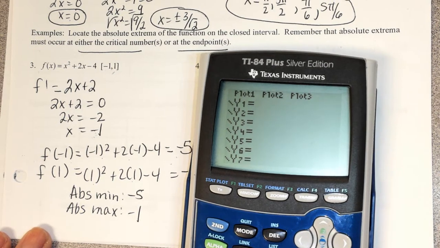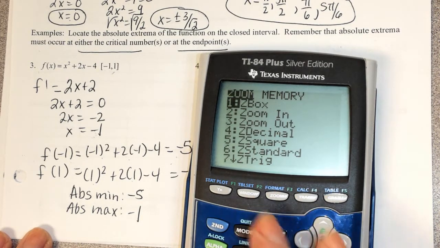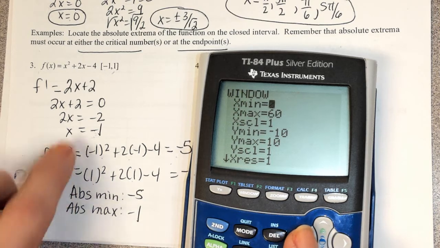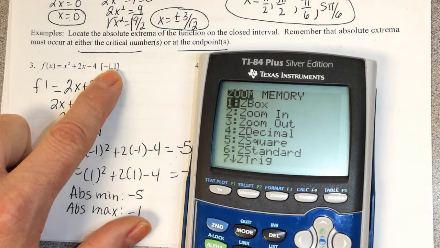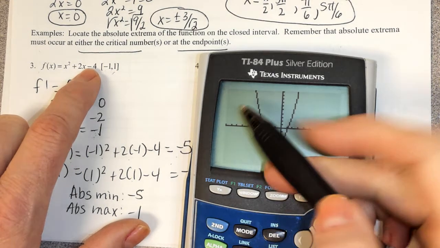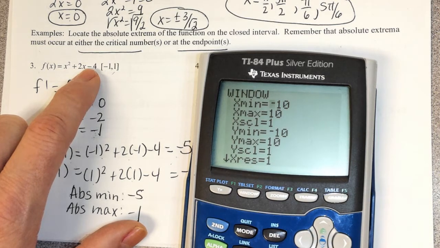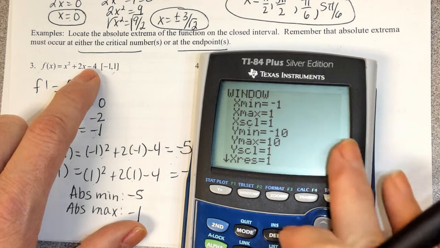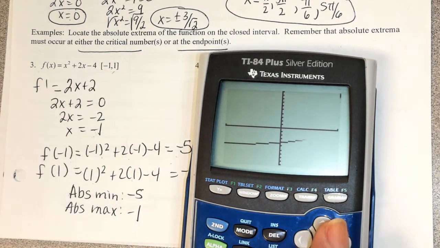So let's put this function in. We've got x squared plus 2x minus 4. I only want to look at this function between x values of -1. Actually, first let's look at the whole thing to begin with. So here's what the function looks like over an open interval. But now I'm only going to look at it from -1 to 1, because that's the closed interval I'm looking at. Here's the way it appears.